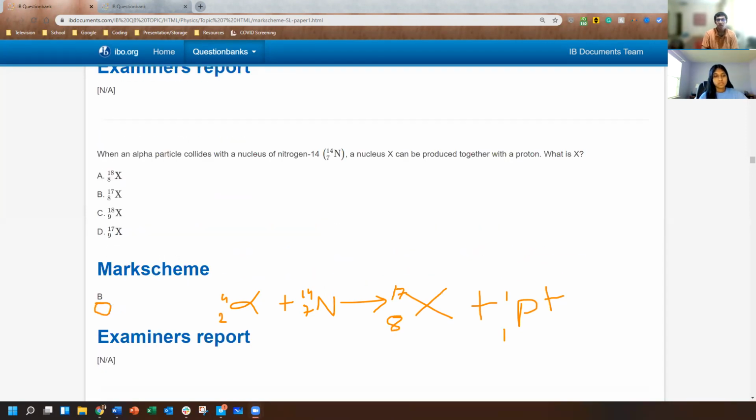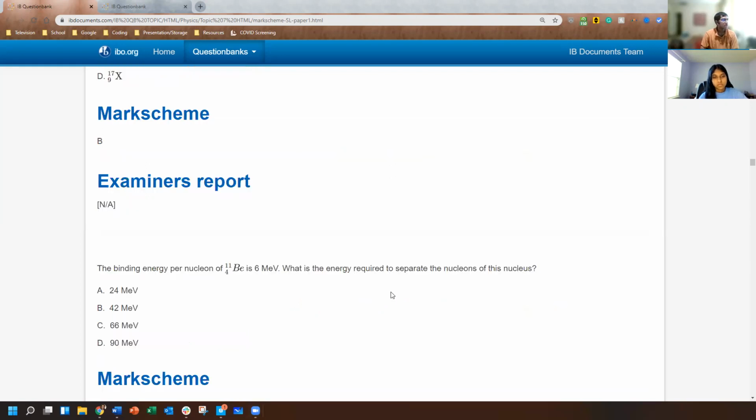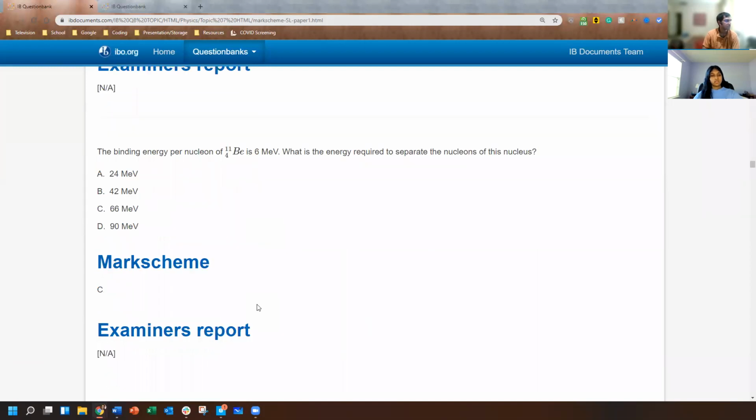Yep, it's B. Good. The binding energy per nucleon. The per nucleon throws a lot of people off, so just be careful when you're seeing per nucleon and make sure to multiply by the number of nucleons. So if per nucleon is 6 and there's 11 nucleons, then total is 66. Right? Okay. So yep, C.